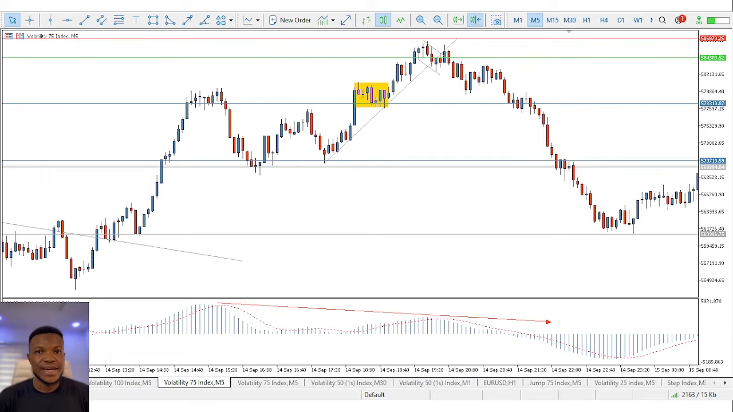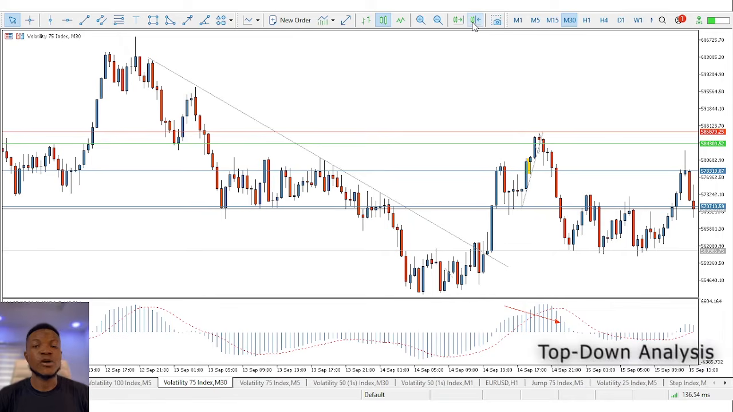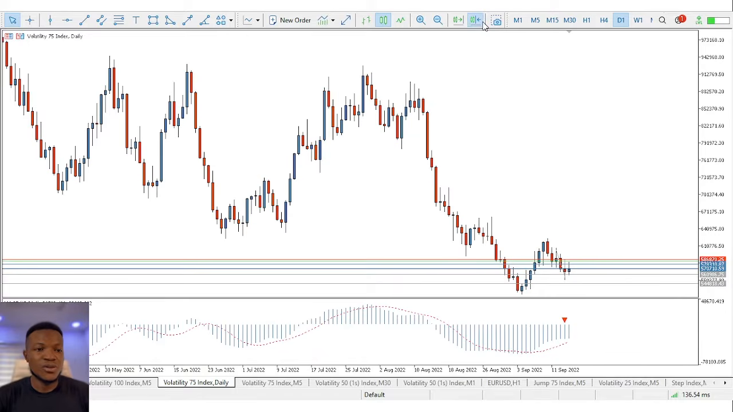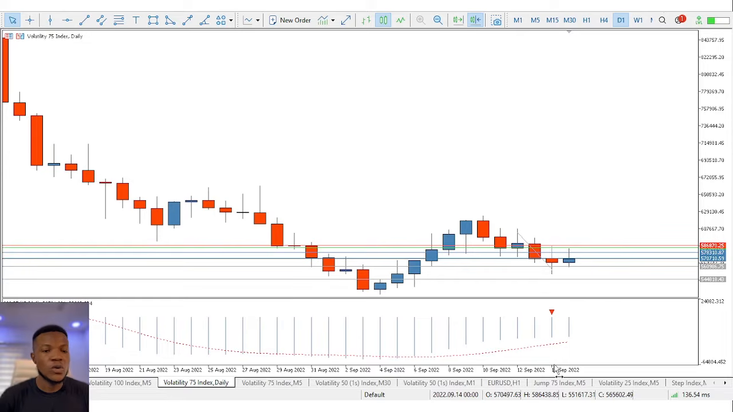Now, before you start trading any instrument, you definitely want to have clarity of where the market is going. And for you to actualize that, you definitely need to understand the concept of top-down analysis. That is the first thing that I do whenever I want to trade the market. You would want to look at the chart on the daily time frame, so that you will have a clue on where price is going on the daily time frame.